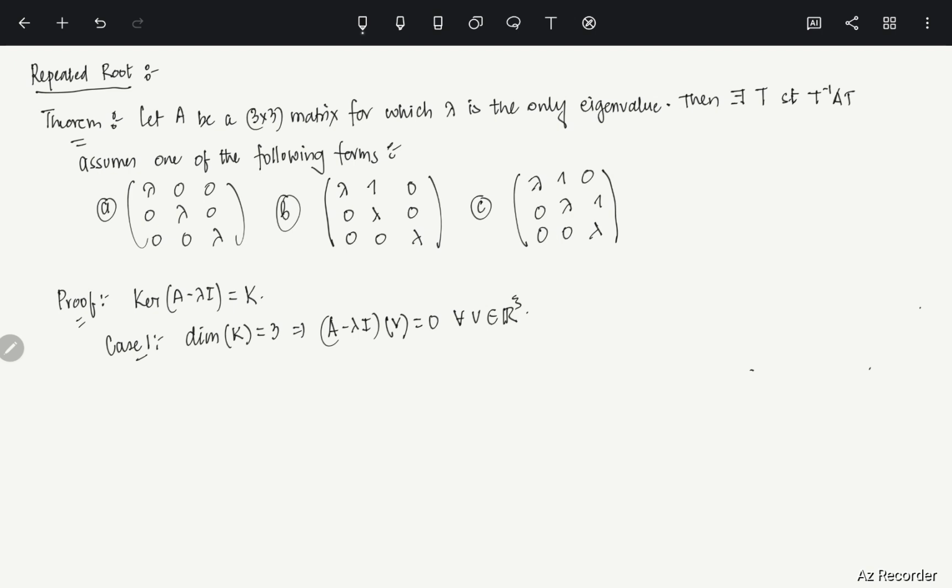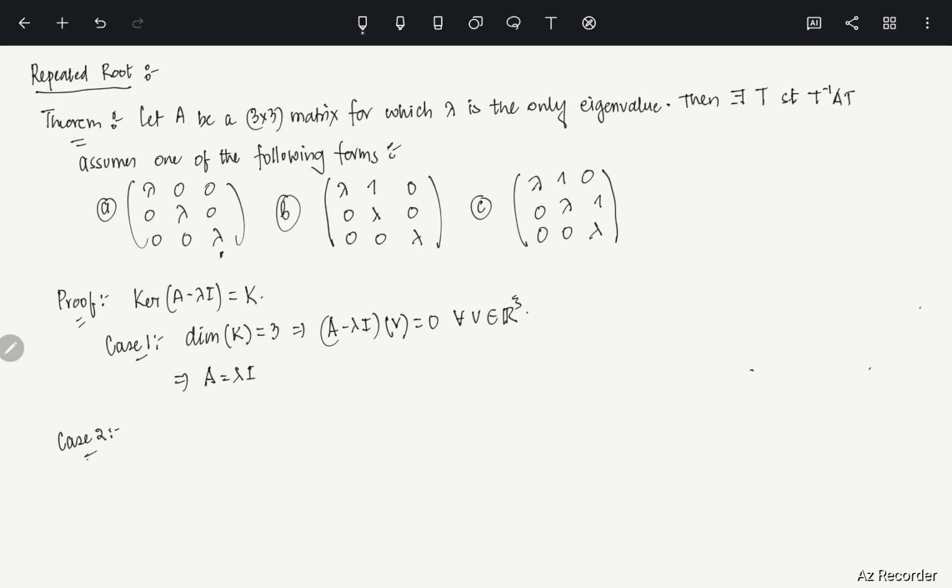So essentially for any V in R3, you have (A minus lambda I)V equals 0. What does that imply? Since this relation holds for all V, that implies A equals lambda I. Of course it has to be. There is no other option, right? A equals lambda I. Clear? So the first case is trivial. And this actually holds for n cross n also. It's not a problem, it's the same thing. Now comes the difficult two cases.